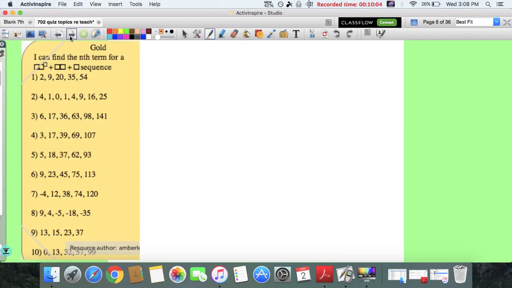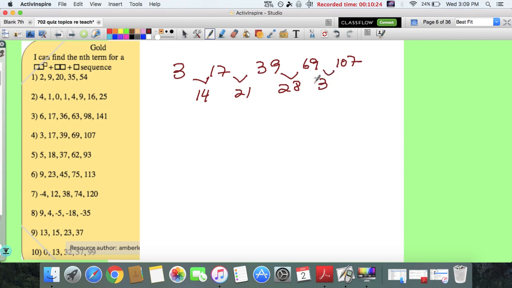And we've got to do the next page. 4 and 5, I think I said. So again, 3, 17, 39, 69, 107. The differences: 14, 22, 30, uh-oh. 14, that's right. 39 minus 17, I need 22, sorry. And this is 30, and this should be 38. Better.